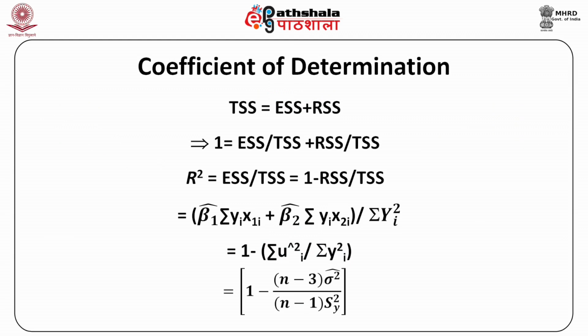Hence, TSS is equal to ESS plus RSS, which implies 1 is equal to ESS divided by TSS plus RSS divided by TSS. R squared is equal to ESS divided by TSS, which is equal to 1 minus RSS divided by TSS, which is equal to beta hat 1 summation yi x1i plus beta hat 2 summation yi x2i, all divided by sigma y squared i. That is 1 minus sigma u hat squared i divided by sigma y squared i, which is equal to 1 minus bracket open n minus 3 sigma hat squared divided by n minus 1 s squared y bracket close.